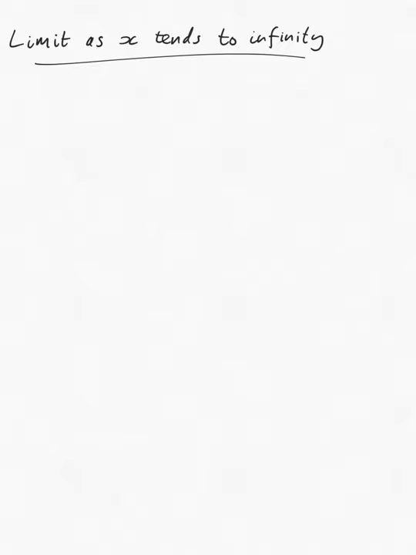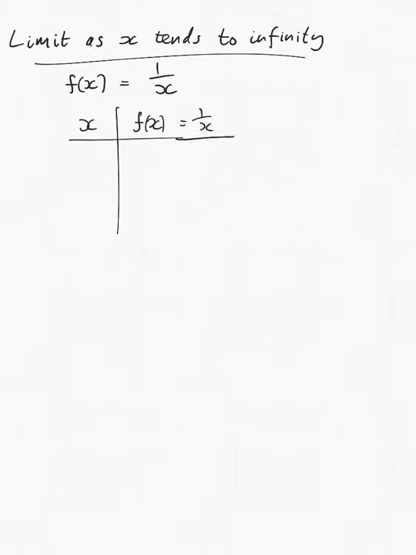Now we look at the limit as x tends to infinity. So consider the following function. f of x is equal to 1 over x. Now, as I make x larger, 1 over x is going to get smaller. If I make out a table of x and f of x is equal to 1 over x, if x is equal to 1, then f of x is 1. If x is 10, f of x is 0.1. If x is 100, f of x is 0.01. If x is 1000, f of x is 0.001.